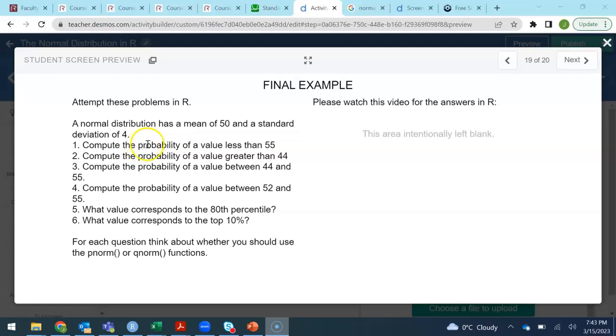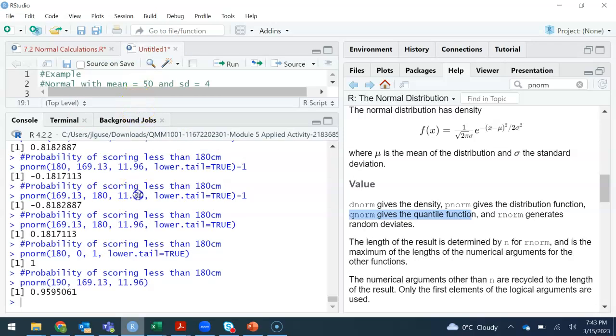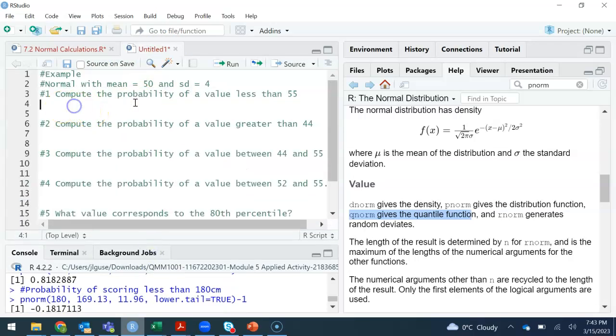Your final task is to complete these 6 questions for a normal distribution with a mean of 50 and a standard deviation of 4. I have an R script here with the questions, and we're going to figure them all out.